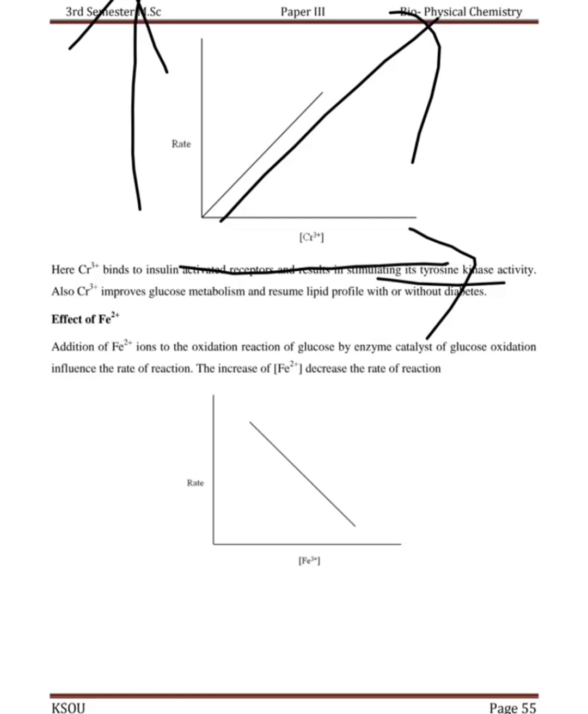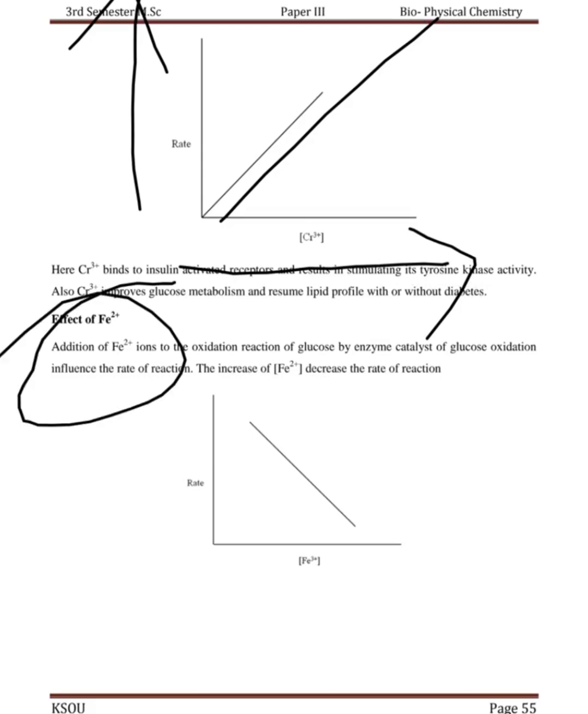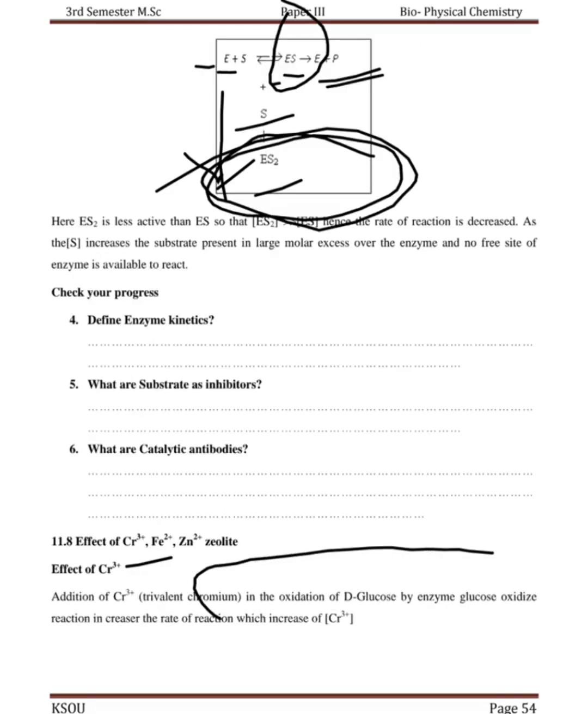The glucose oxidation influences the rate of reaction. With Fe2 plus ions in the oxidation reaction, the glucose reacts with a molecule of oxygen to produce carbon dioxide and water. So when this reaction takes place with the addition of Fe2 plus ions, the rate of reaction will decrease. So for example, they have taken glucose oxidation.